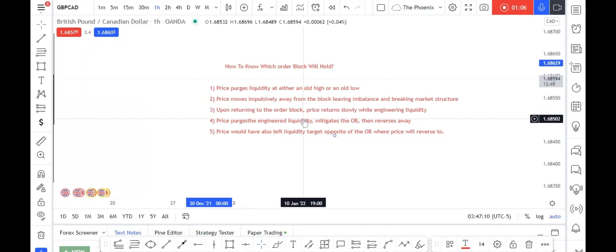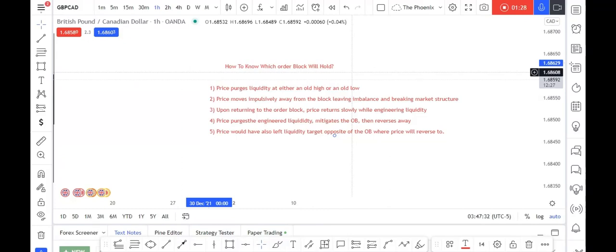So those are two clear things that you can look for, helping you by process of elimination, per se. If you see those two already, then you know that that invalidates the order block.